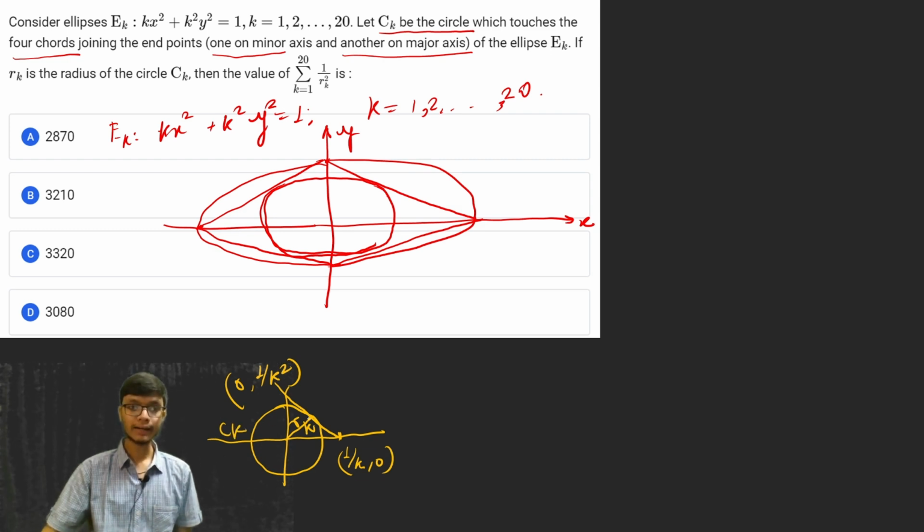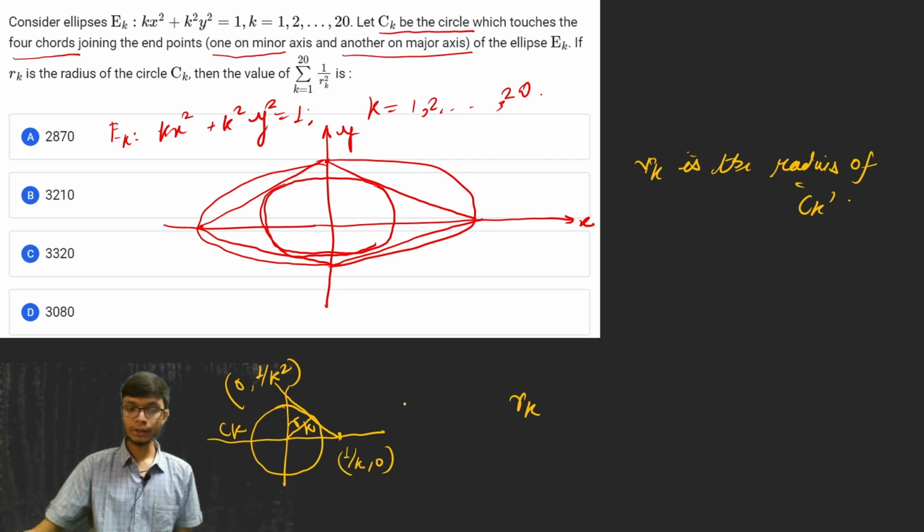So this will be the kth circle, the circle Ck, and for the circle Ck I can write the radius as rk, because it is saying that rk is the radius of circle Ck. Now I have to find rk. Because this ellipse is centered at the origin, the circle which touches the four chords will obviously have the center point as the origin.